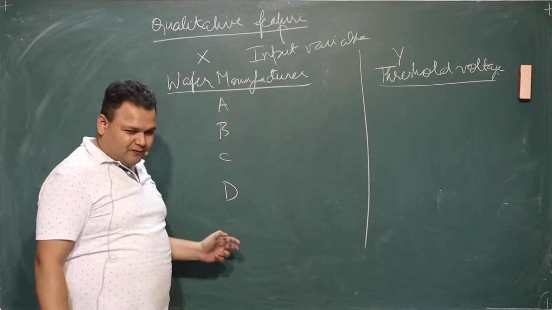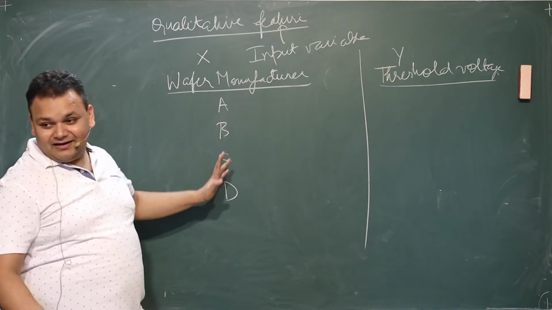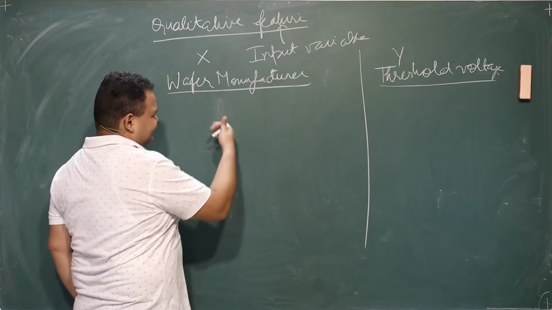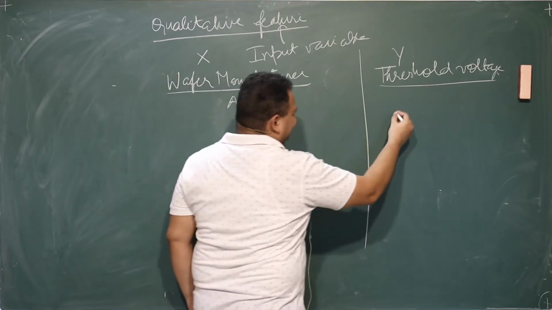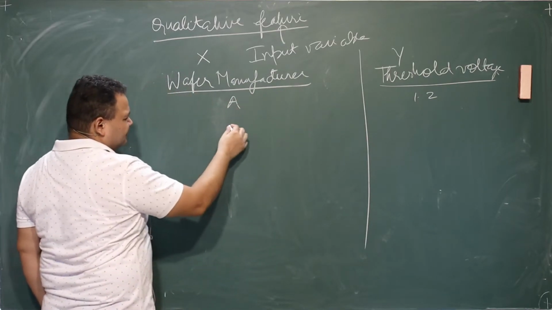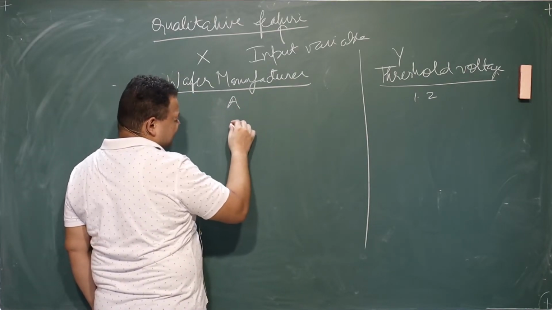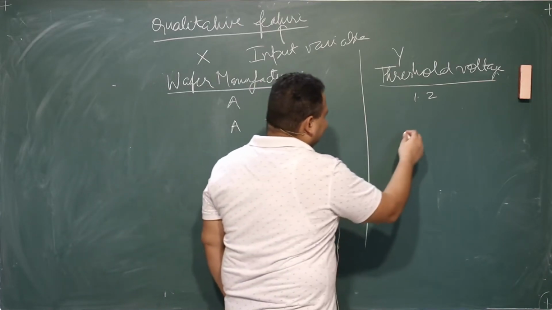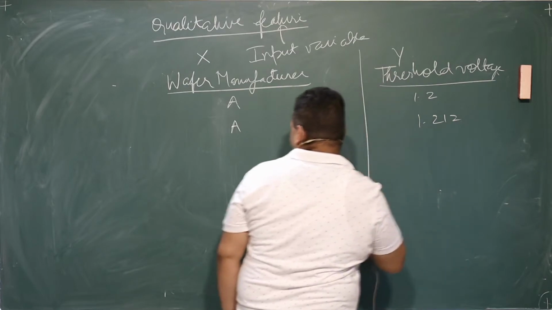So this is not just 4 values. I'm just showing it here. Your data set will have, let me make it a little more clear, manufacturer A with threshold voltage 1.2. Means one particular wafer, one set of data, one set of devices. The second set of devices also belongs to A. Let us say it is 1.212.